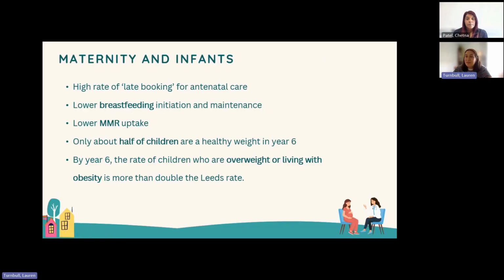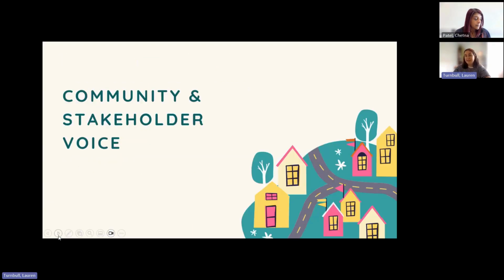Maternity and infants, so we'll skip through this quite quickly, but this is really important. As we said, a third of the population are children and young people, so that's why this is so important. We've got a high rate of late booking for antenatal care, so that's people who are pregnant and not booking in for antenatal care by 10 weeks. We've got low rates of breastfeeding initiation and maintenance, low MMR uptake. And then moving into early childhood, only about half of children are a healthy weight in year 6, and the rate of those children who are living with overweight or obesity is more than double the Leeds rate. So lots of children are experiencing those issues.